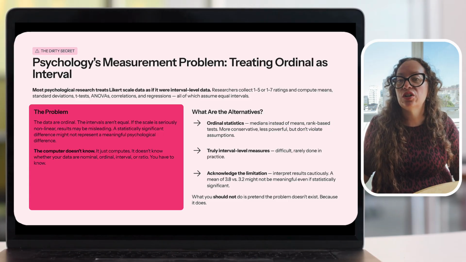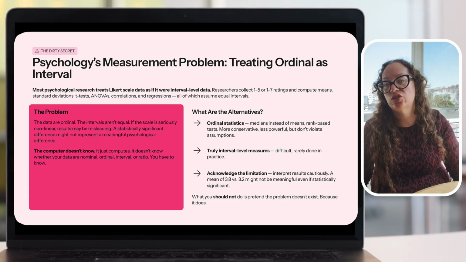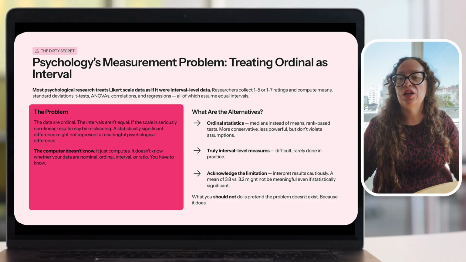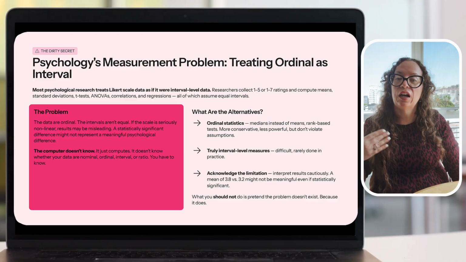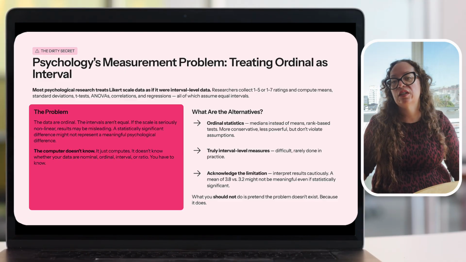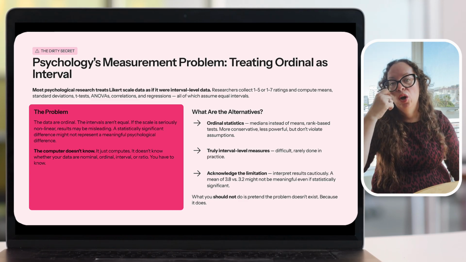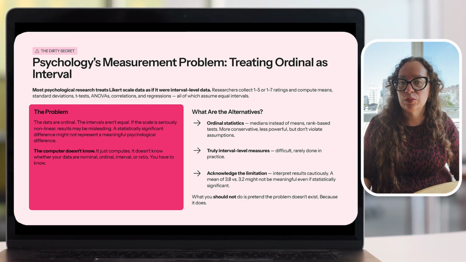Or you could acknowledge the limitation and interpret your results cautiously in your discussion section. So recognize that your mean of 3.8 versus 3.2 might not actually represent a meaningful difference, even if it's statistically significant with ordinal data. What you shouldn't do is pretend the problem doesn't exist, because it does.